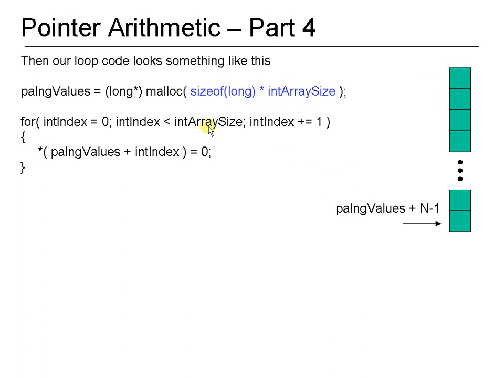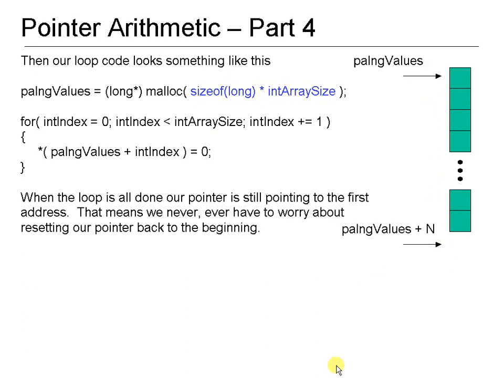Now remember, if array size is 10, that means we're going to go to elements 0 through 9. So over here, 10 minus 1 is 9, so our loop would in effect go from 0 to 9, and that's exactly what we want. When the loop is all done, we have zeros in every element of our array, or whatever we wanted to put in there, and our pointer all by itself is still pointing to the beginning element in there. That means we never ever have to worry about resetting our pointer back to the beginning. And the Latin term for that is mutius culius, which means very cool, roughly translated.